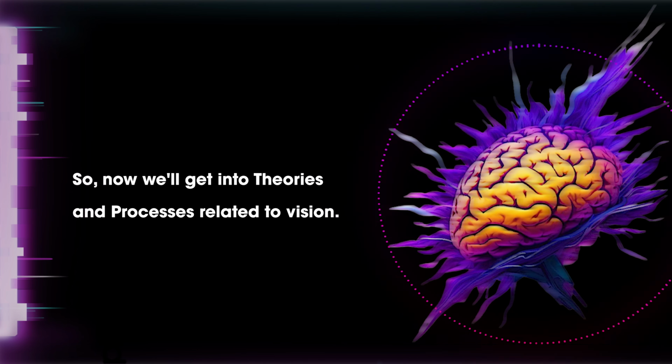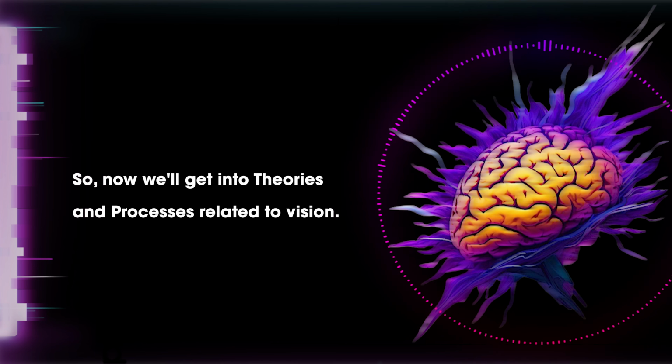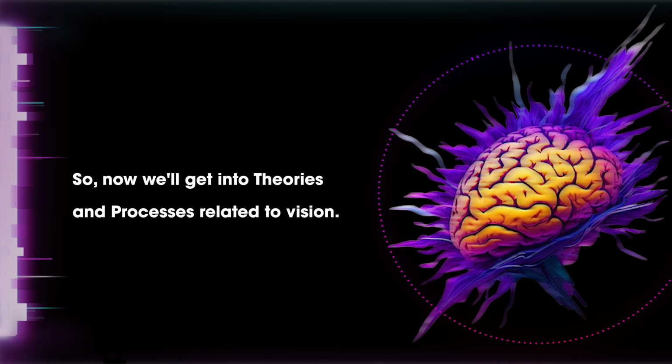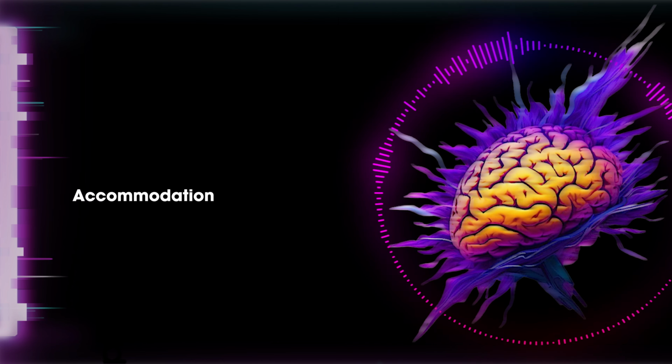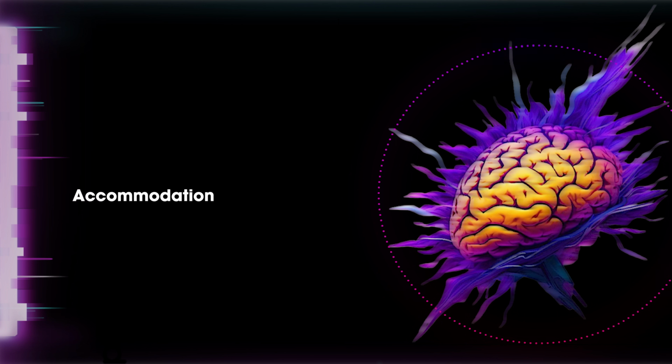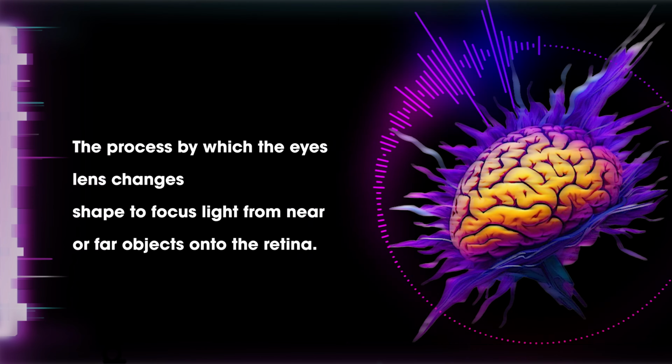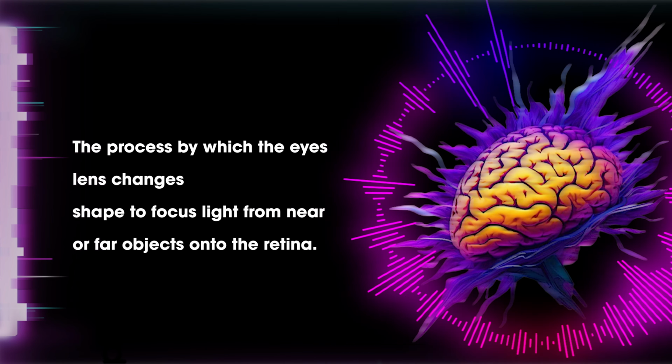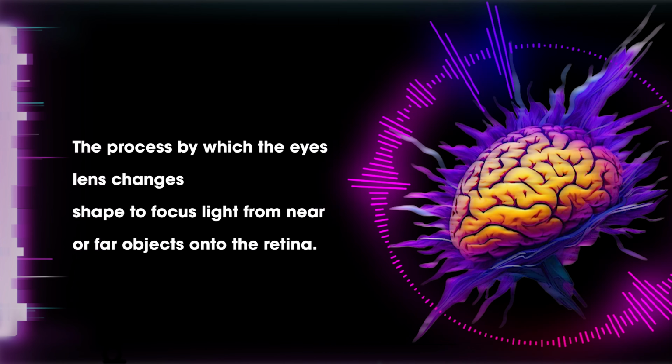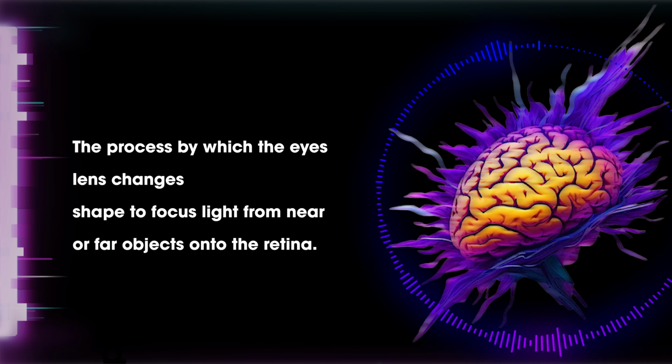So now we'll get into theories and processes related to vision. Accommodation. The process by which the eye's lens changes shape to focus light from near or far objects onto the retina.